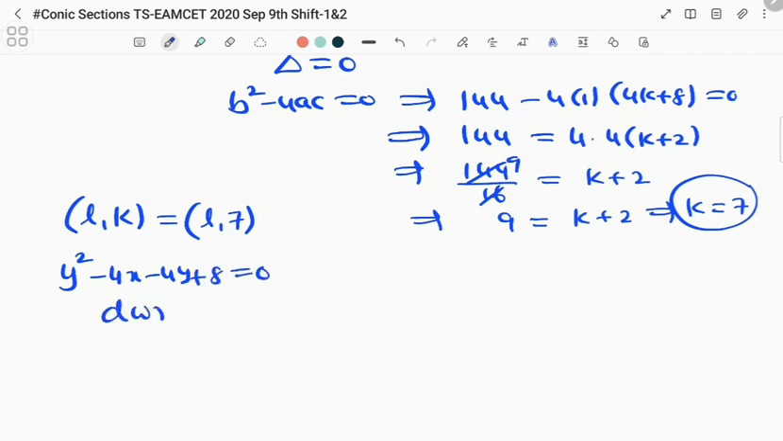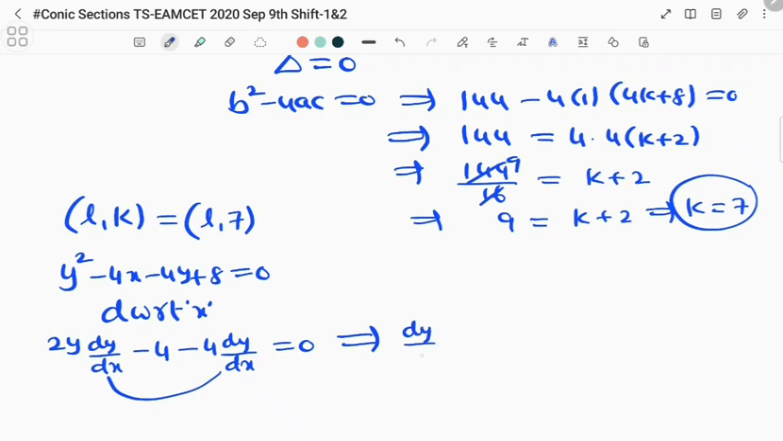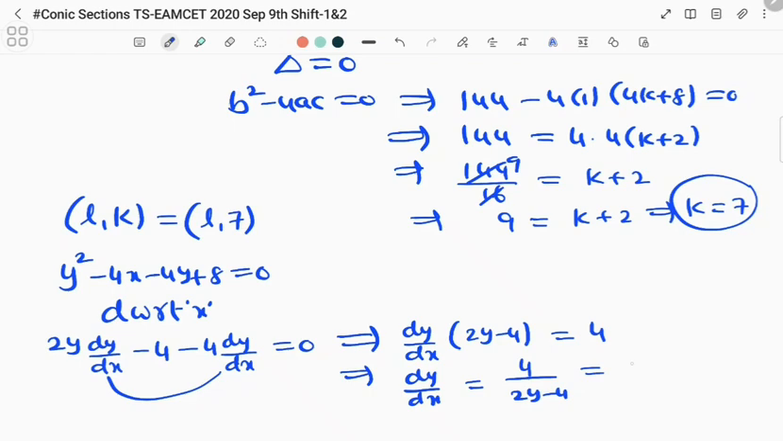Differentiate with respect to x. Y square derivative 2y dy by dx, minus 4x derivative is minus 4, minus 4 into y derivative is dy by dx, constant derivative 0. That implies dy by dx take common, 2y minus 4 is equal to minus 4, we can take this as plus 4. So dy by dx is equal to 4 divided by 2y minus 4. So 2 take common and cancel, 2 by y minus 2.